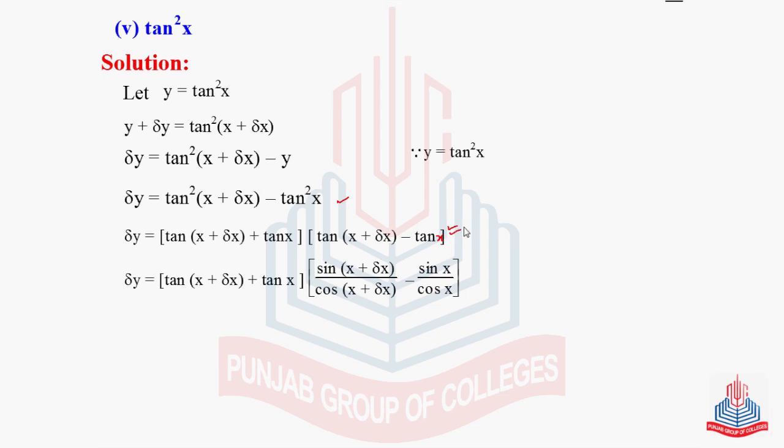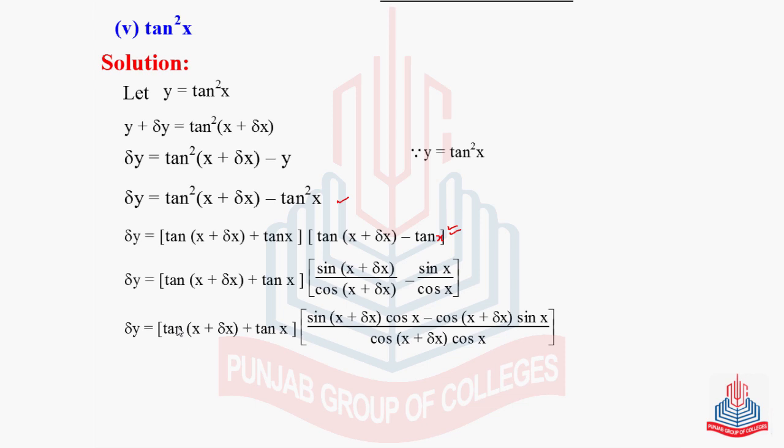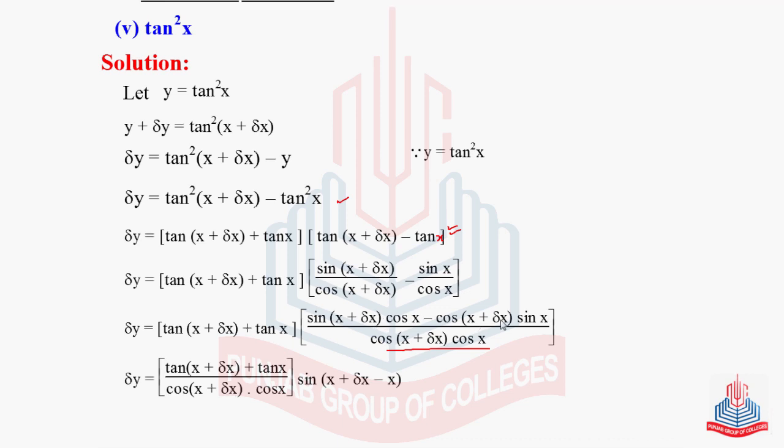So that will become sin x plus delta x divided by cos x plus delta x minus sin x over cos x. So this tan x plus delta x plus tan x is actually unaffected, and by simplifying this one, we take an LCM, cos x plus delta x and cos of x. So this will become sin x plus delta x cos x minus cos x plus delta x into sin of x. And now this is tan x plus delta x plus tan x, and this cos x plus delta x cos x is actually the denominator of this part, which is here.